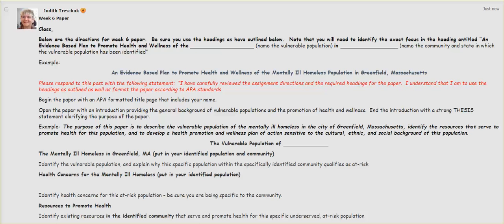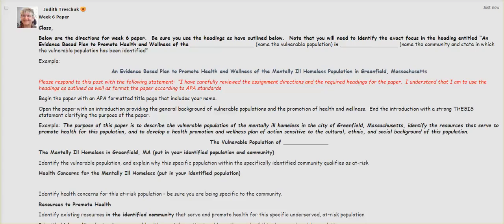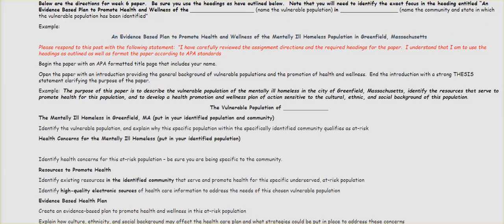You will start out with your introduction, as I said. The introduction should end with a clear thesis statement. What is a thesis statement? A thesis statement identifies the purpose of the paper. The purpose of this paper is to describe the vulnerable population of whichever vulnerable population you identified. Identify the resources that serve to promote health for this population, and to develop a health promotion and wellness plan of action that is sensitive to the cultural, ethnic, and social background of this population.